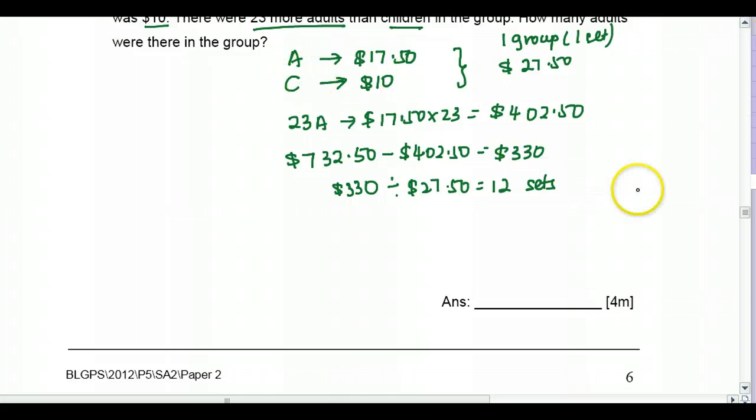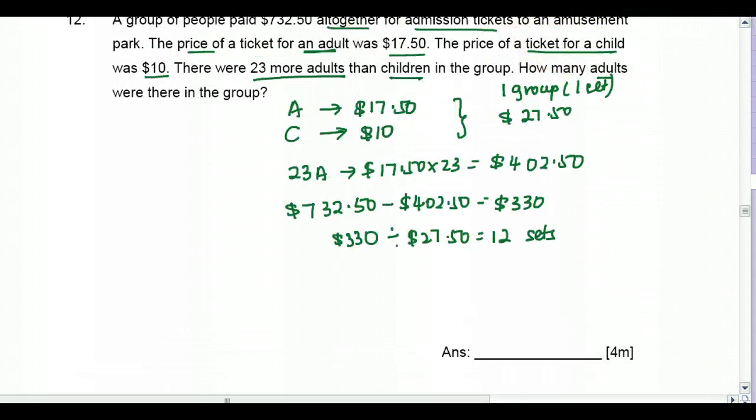So what do I want to find? They ask me how many adults were there in the group. So I want to find the adults. There I have 12 adults here plus 23 more adults, which is given in the question. So altogether there are 35 adults.